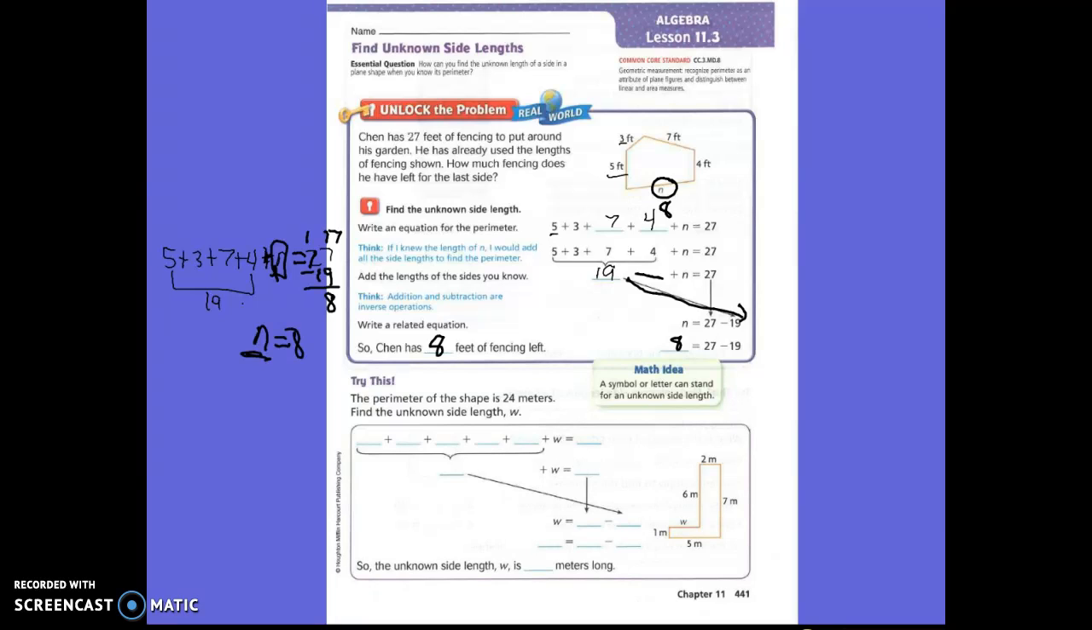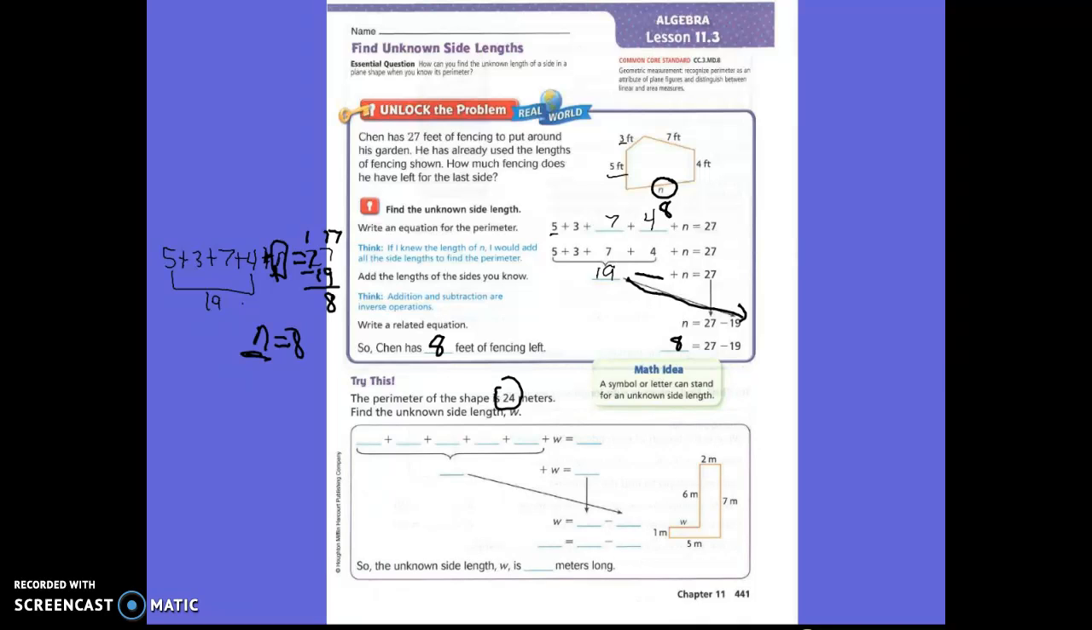Yeah. Okay, so let's try it again. This time it doesn't have all the stuff for us. Okay? So we're finding the perimeter. Actually, we're not finding the perimeter. They already told us the perimeter is 24. Okay? That's the total of all the sides. But we have a side that we don't know yet. So let's add up all the sides we do know.